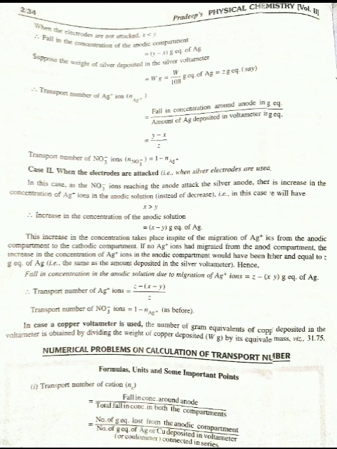Hence, the fall in concentration in the anodic solution due to migration of Ag positive ions is equal to Z minus X minus Y gram equivalent of Ag. Therefore, the transport number of Ag positive ions is equal to Z minus X minus Y upon Z. The transport number of NO3 negative ions is equal to 1 minus N Ag positive as before. In case a copper voltmeter is used, the number of gram equivalent of copper deposited in the voltmeter is obtained by dividing the weight of copper deposited, W gram, by its equivalent mass.